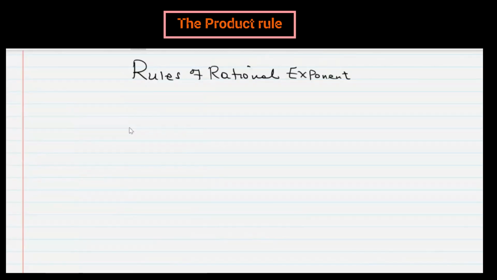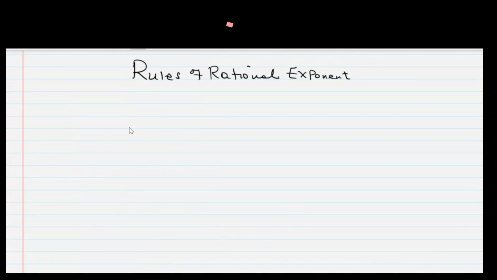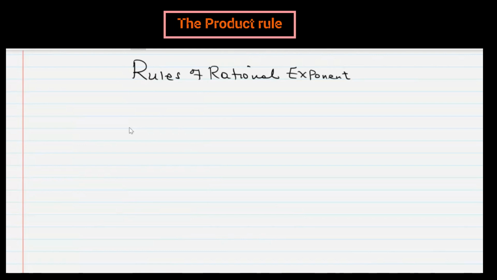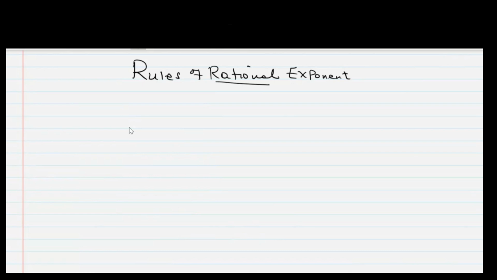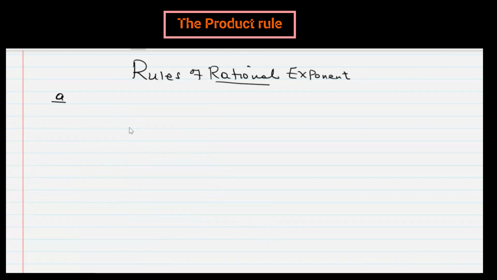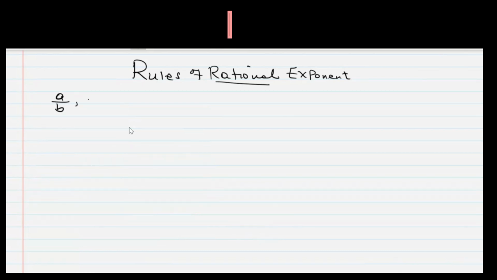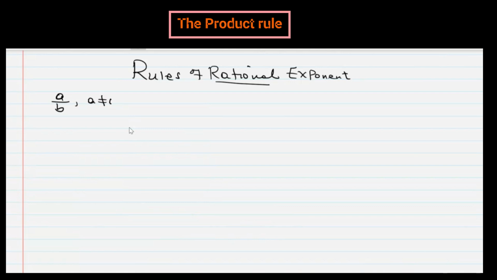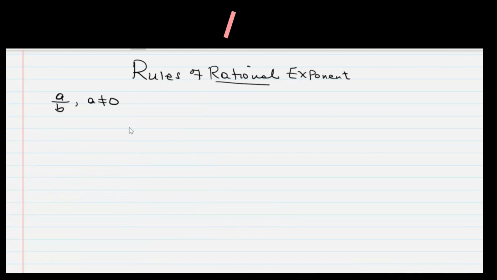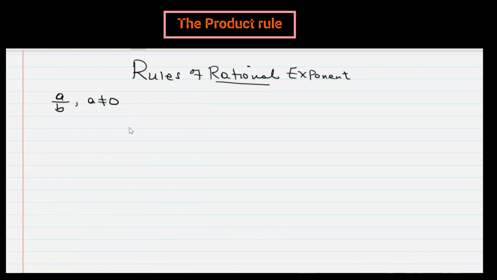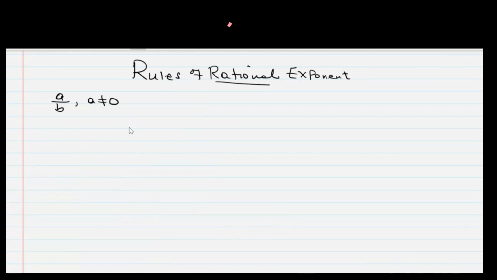Hello everyone. In today's video, I'm going to discuss the rules of rational exponents. Okay. So first of all, what is rational? What is a rational number? A rational number is something that can be written in the form of a over b, with b different from 0. Okay, b cannot be 0, but if you see any number that's written in the form of a over b, that's just a rational number.